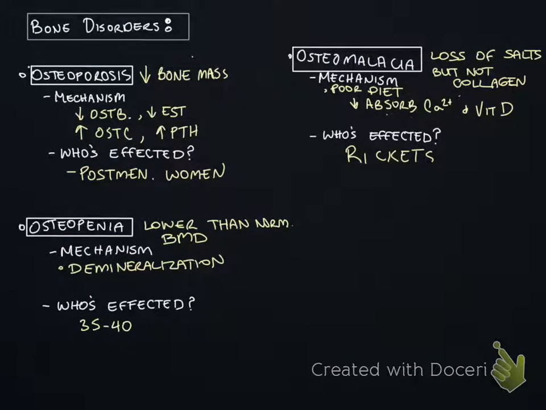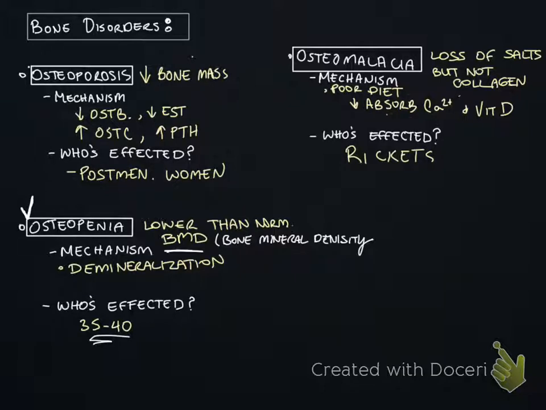So in this last page, let's go over a few bone disorders. Let's talk first about this one right here, osteopenia. Osteopenia is a lower than normal BMD, and BMD stands for bone mineral density. Okay, bone mineral density. You end up with thinner or weaker bones, a demineralization of bones. That just means a loss of calcium or minerals. Who's affected? Typically, it can start as early as those years between 35 and 40 years of age.